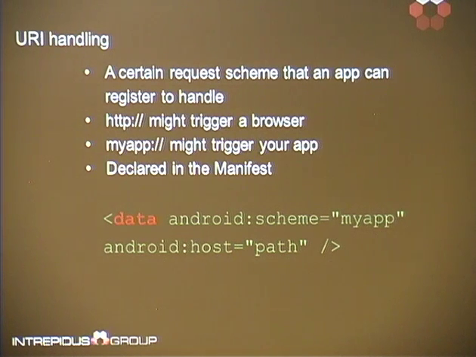All right, so URIs. The URI is effectively a scheme that lets you invoke an application to handle a certain type of resource. So if you have http://, that's a URI scheme that may trigger a browser. If you have my_app://blah blah blah, that may trigger the my_app application. You would normally declare the URI scheme in the manifest under the data tag.